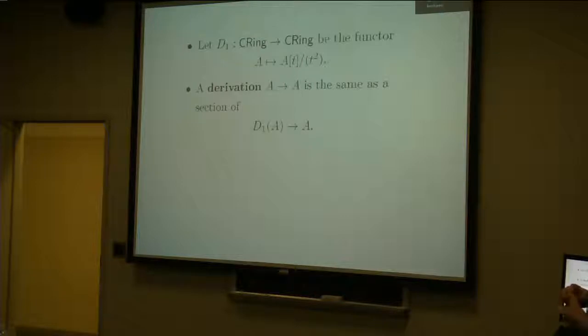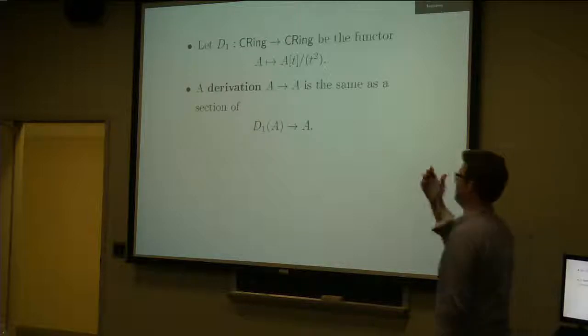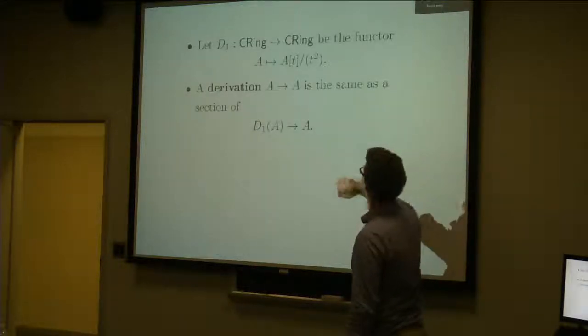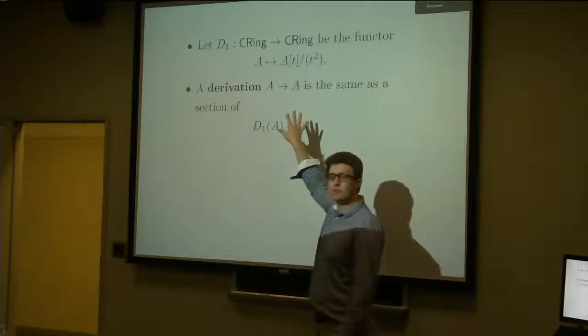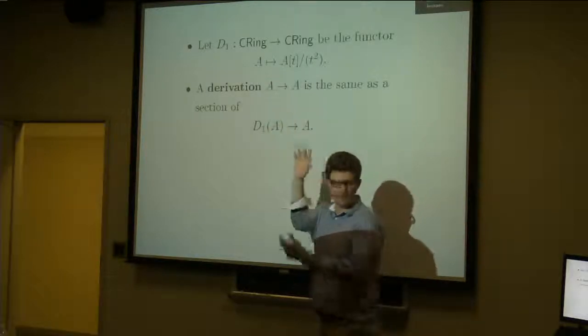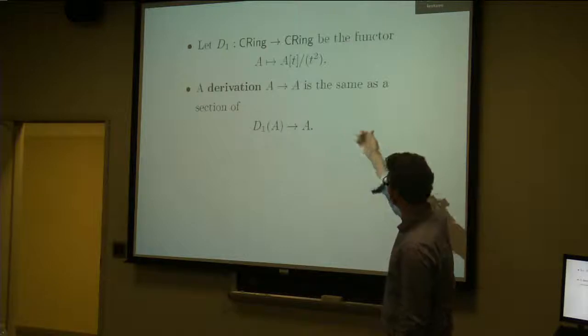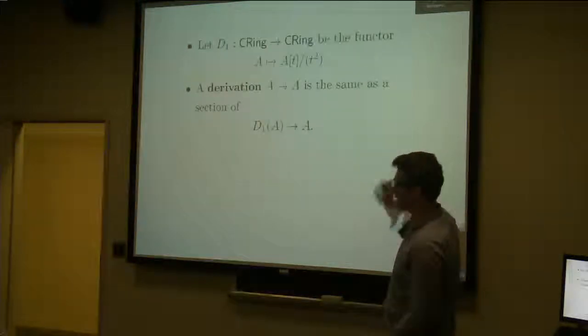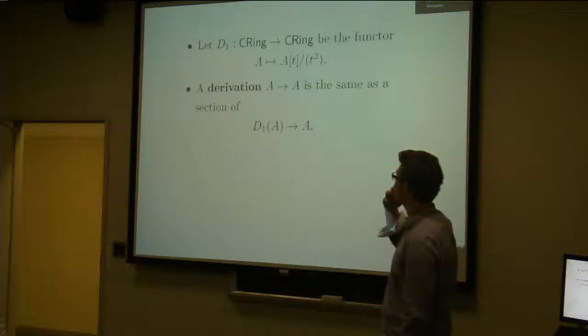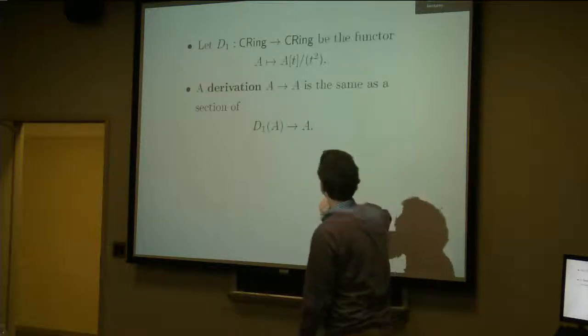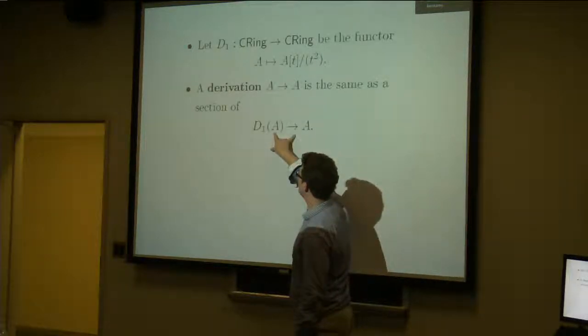Okay, so a derivation on a ring A is the same thing as... sorry, first of all, I need to define this functor. This is the dual number functor. Hello, everyone, meet the dual number functor. It takes a ring and makes a new ring: you just adjoin t and mod out by t squared. A derivation is the same thing as a section of this natural map.